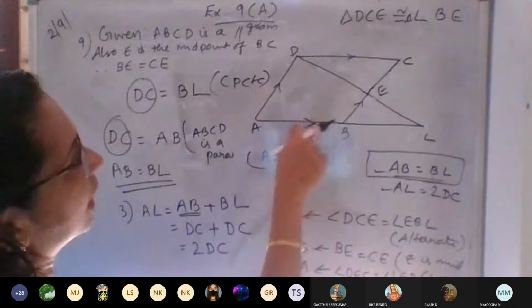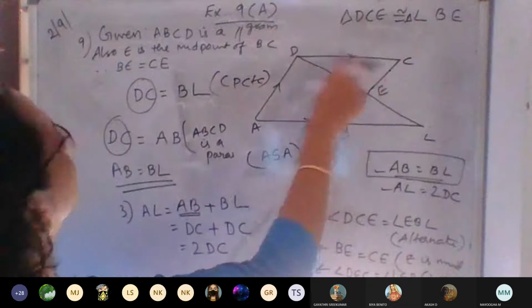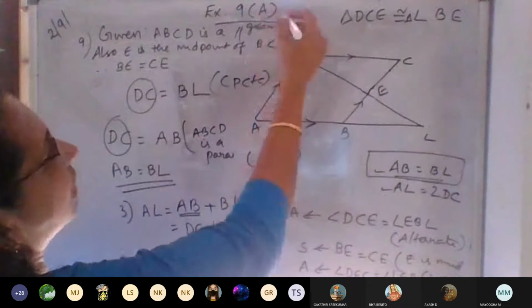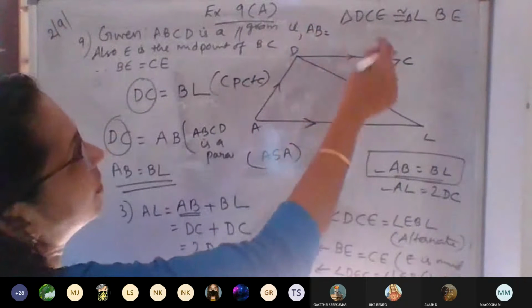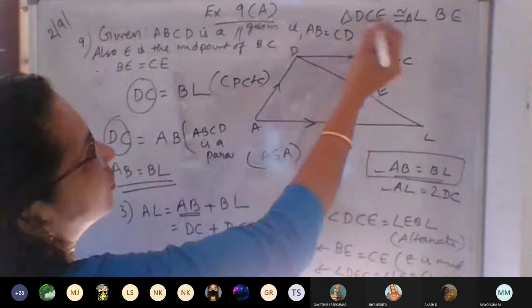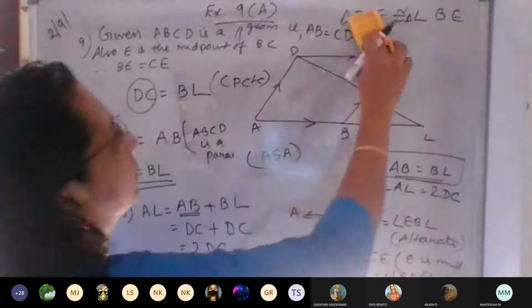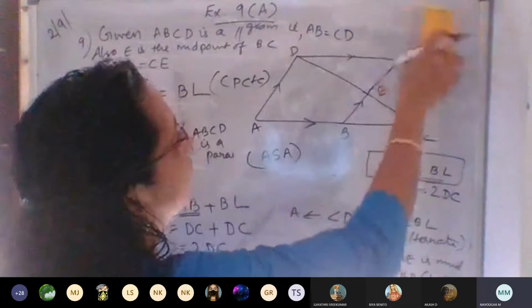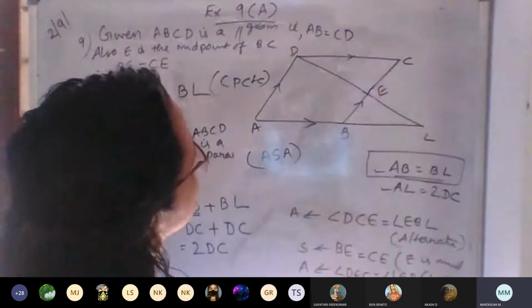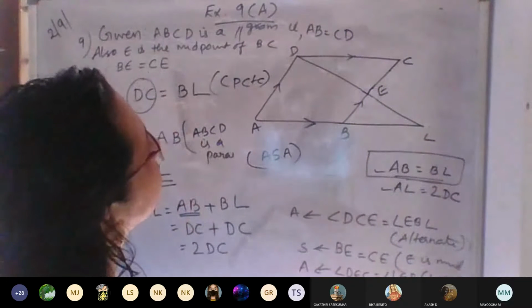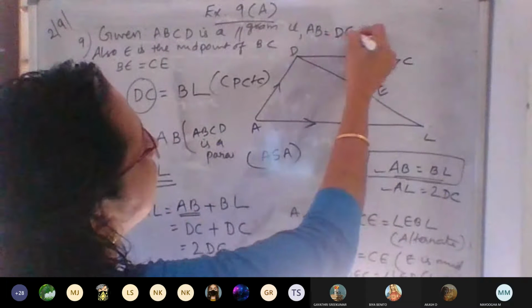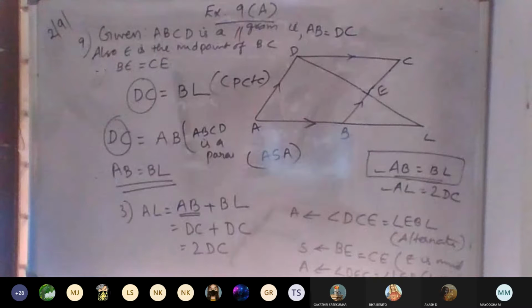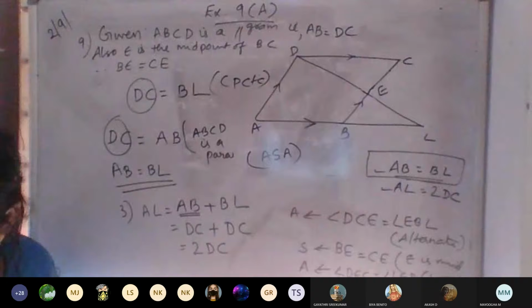Since ABCD is a parallelogram, AB is equal to CD. AB is equal to DC. Okay, so that is two points given.